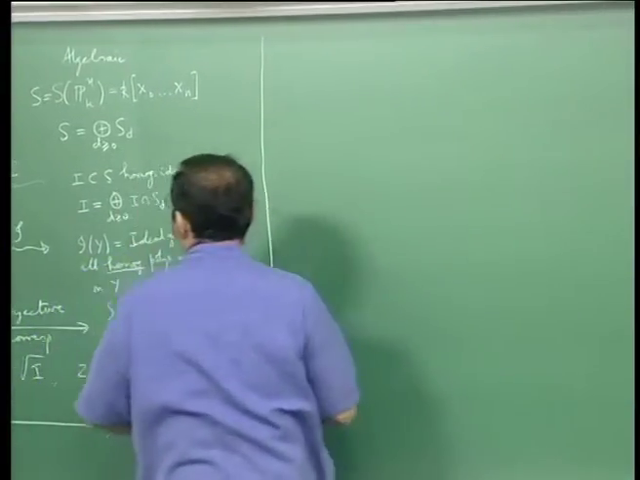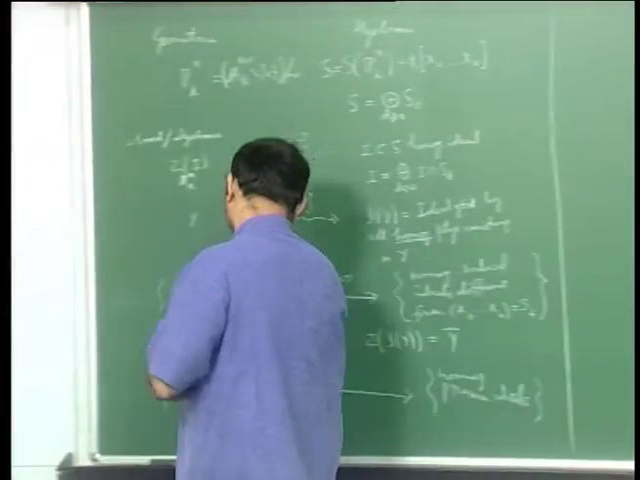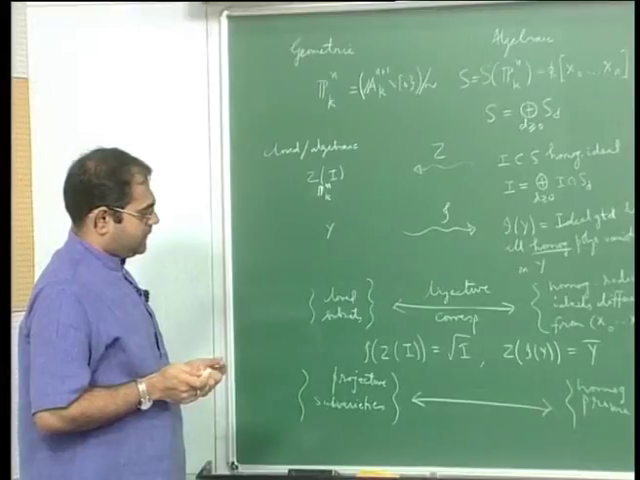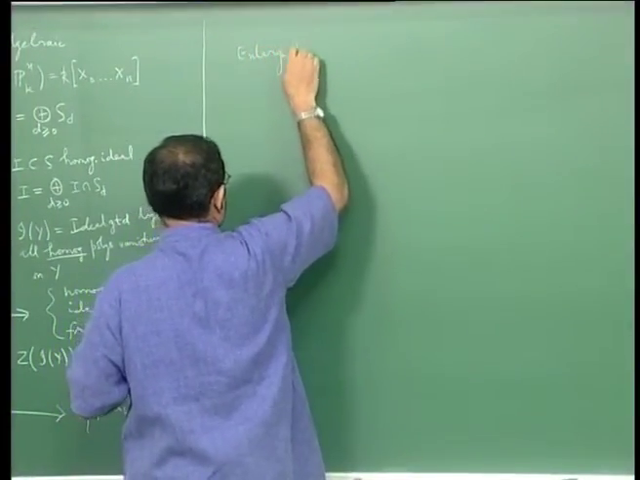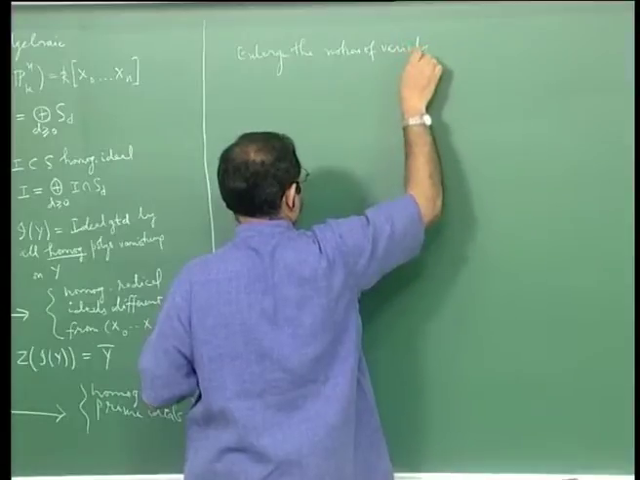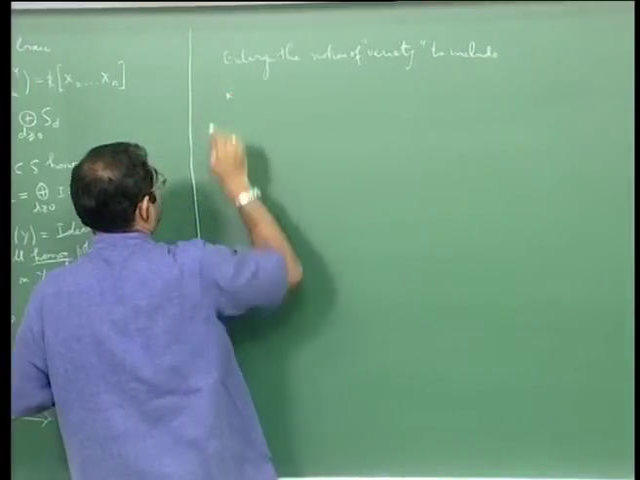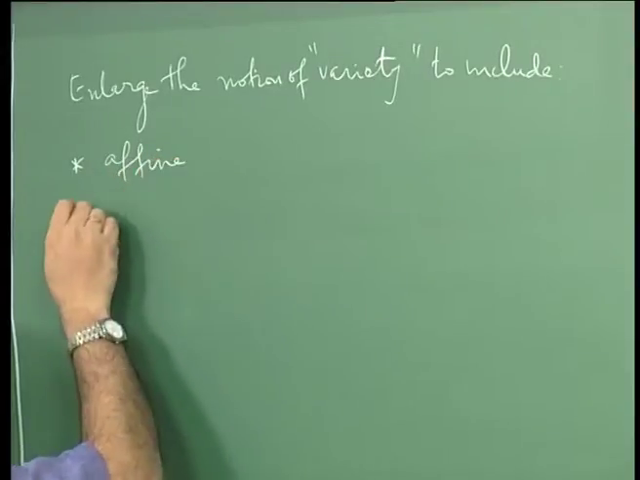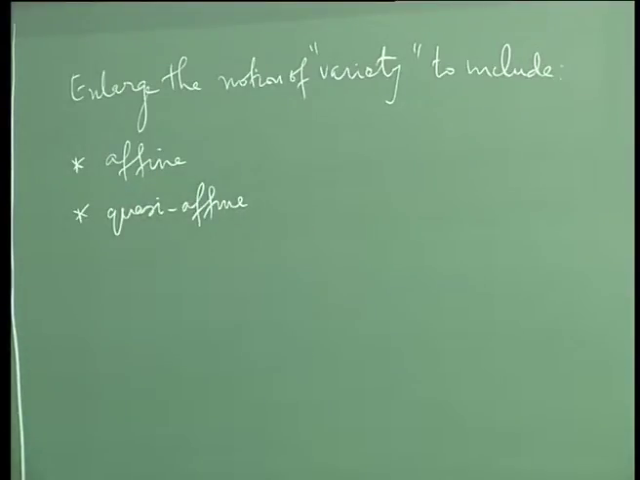And now what we do is we enlarge the notion of variety to include more. So far our varieties were either affine or quasi-affine. Affine meant that you are looking at an irreducible closed subset of some affine space, and quasi-affine means you are looking at a non-empty open subset of an irreducible closed subset of affine space.